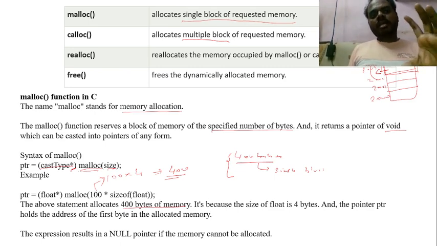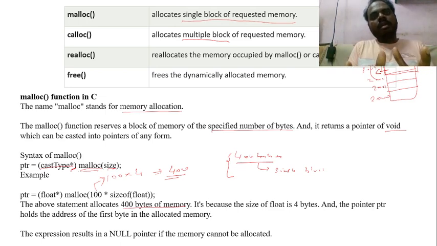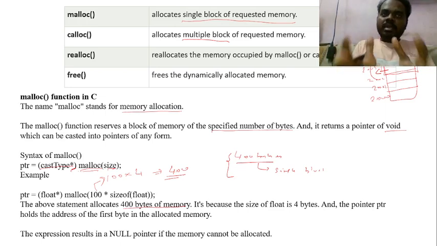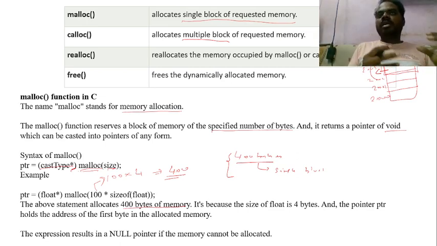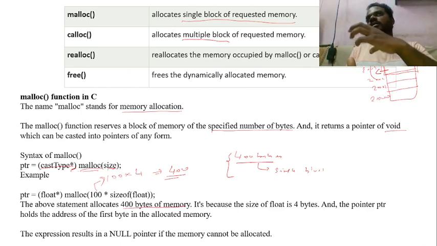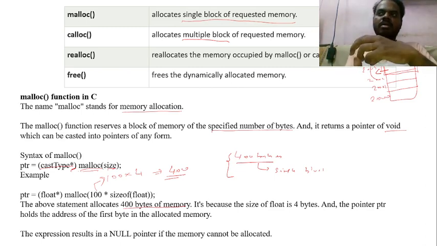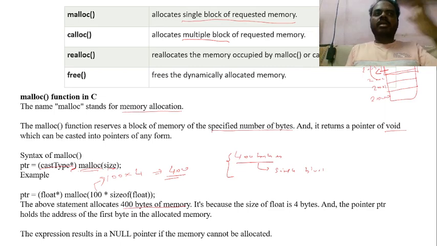I repeat once again, malloc is nothing but it will allocate memory in a single block of memory, whereas calloc will allocate memory in multiple blocks of memory. Whereas in realloc, if we have insufficient memory which is already created using malloc and calloc, and you want to reallocate that memory, we can use the realloc function.